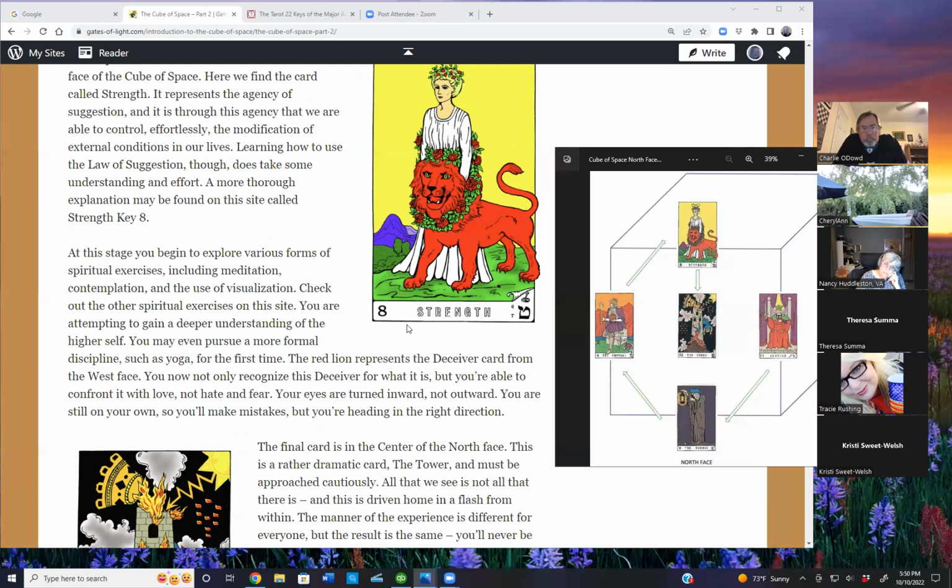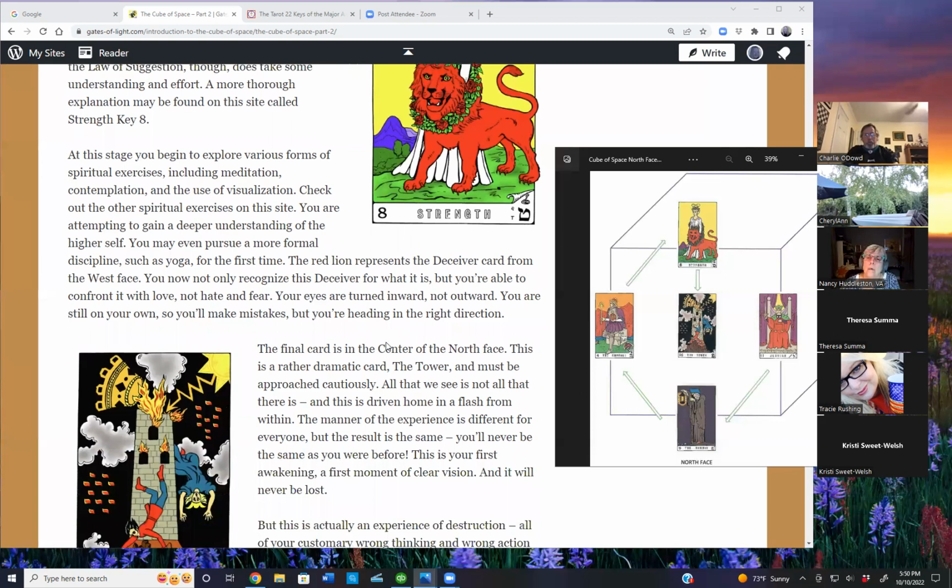So at this stage, you begin to explore various forms of spiritual exercises, including meditation, contemplation, and the use of visualization. Check out the other spiritual exercises on this site, and I'm adding them from time to time. I'm adding them from the Holy Order of Man's.org site, where there's a curriculum, and there's lots of meditations on the curriculum page. So I'm just moving them over from there. You may even pursue a more formal discipline, such as yoga, for the first time.